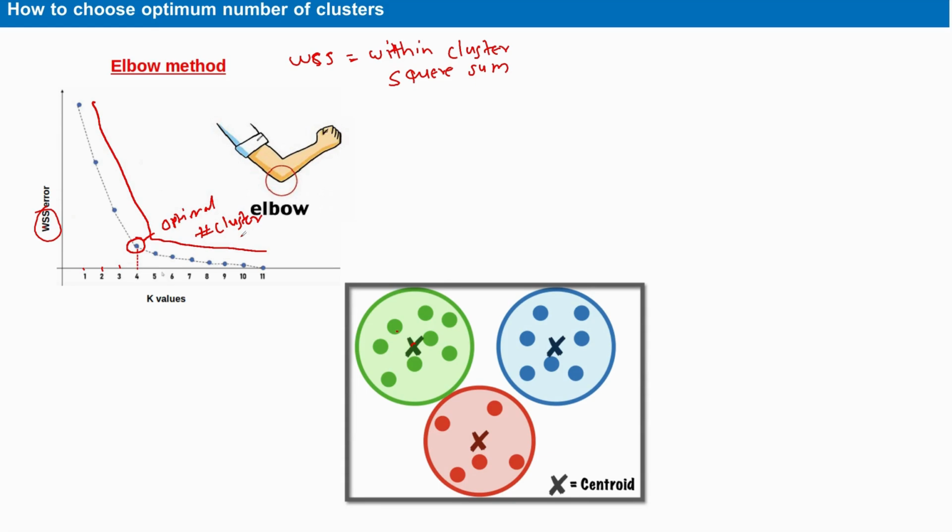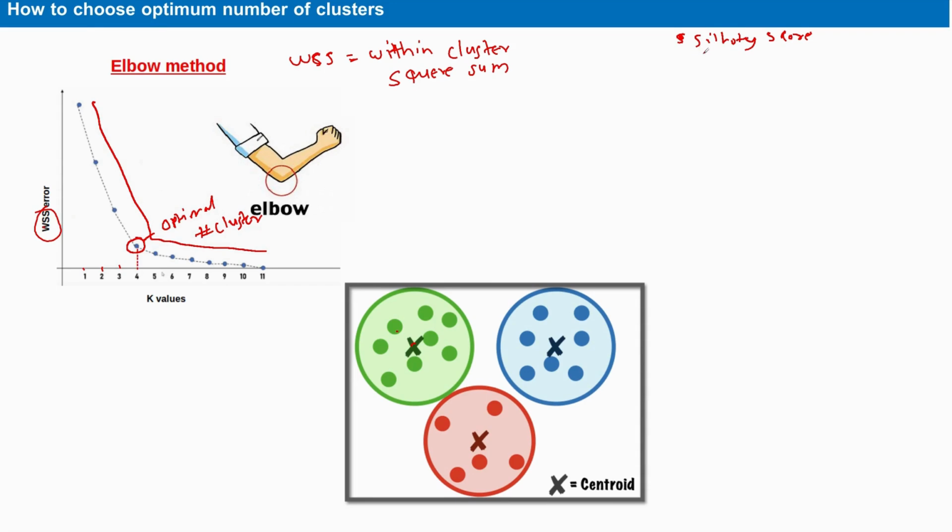Then there is another method, which is called the Silhouette score. Here I will write this. Sorry if my spelling is not correct.